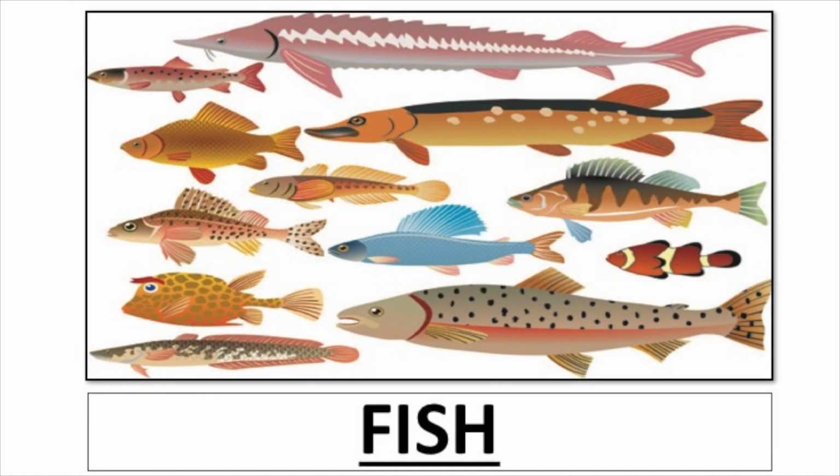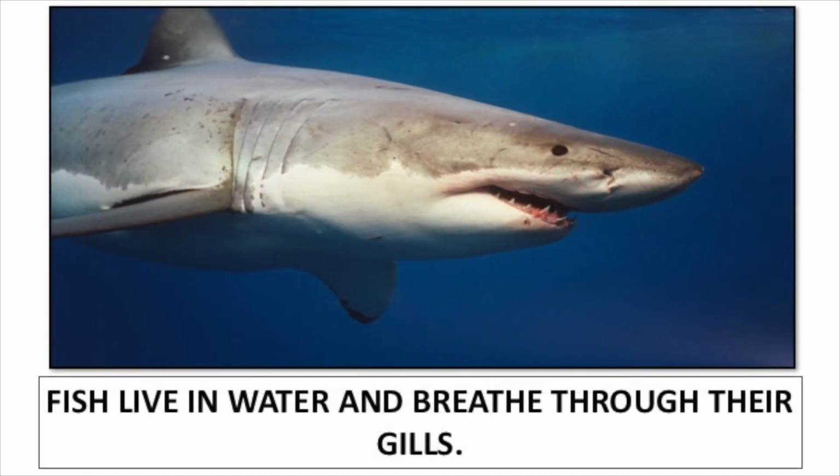Next, we learnt about fish. Fish live in water and breathe through their gills. Yes. Fish don't use lungs to breathe like us. You see these stripes? What type of fish is this? Shark. You see these lines on the sides of the shark? These are what are called gills. And that's how fish breathe. They use the gills here to breathe.